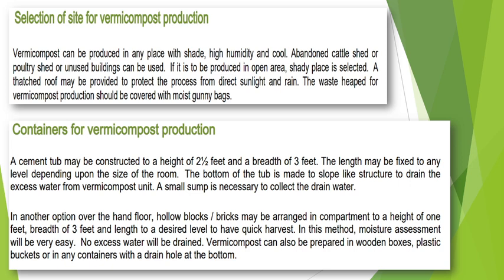Then talking about containers, a cement tub may be constructed to a height of 2.5 feet and a breadth of 3 feet. The length may be fixed to any level depending upon the size of the room. The bottom of the tub is made sloping to drain the excess water from the vermicompost unit. A small sump is necessary to collect the drained water, meaning the water should be movable.